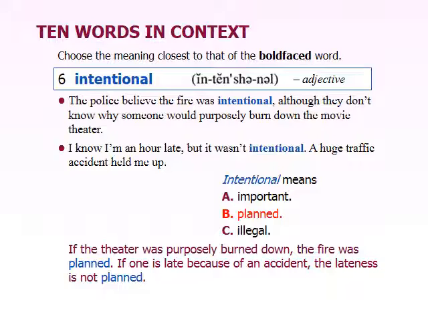So in the first example, it says the police believe the fire was intentional, meaning this was not an accidental fire. Someone on purpose, deliberately, set the fire to the building. In the second example, it says I'm not late. I'm not late on purpose, right? It's because of traffic. So I say it wasn't intentional, which means that it was accidental. I didn't plan to do this. I didn't plan to be late.